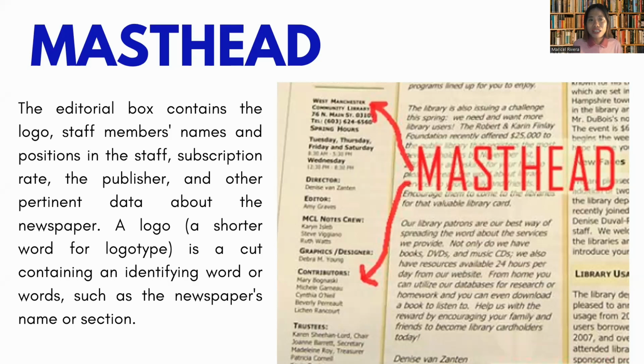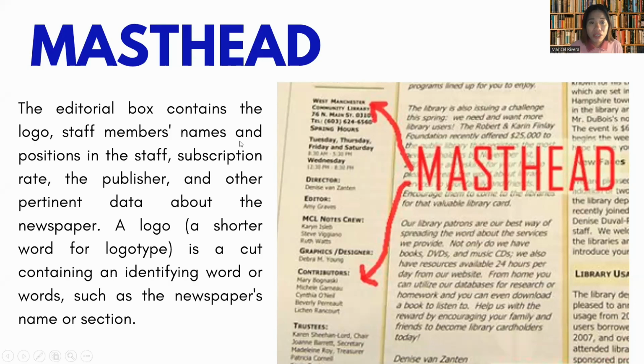So the masthead, actually, it's the editorial box, and it contains the logo, the staff members' names, and the positions in the staff, the subscription rate, the publisher, and the other pertinent data about the newspaper. So it is a card containing an identifying word or words such as the newspaper's name or section. I'm referring to the logo.